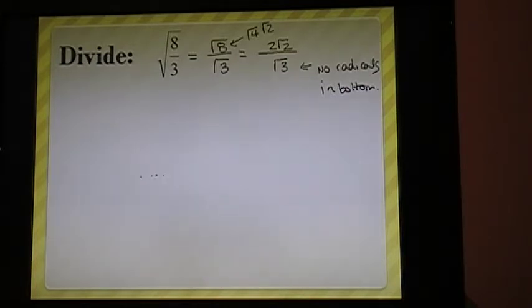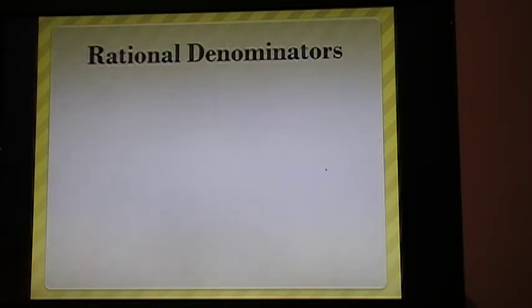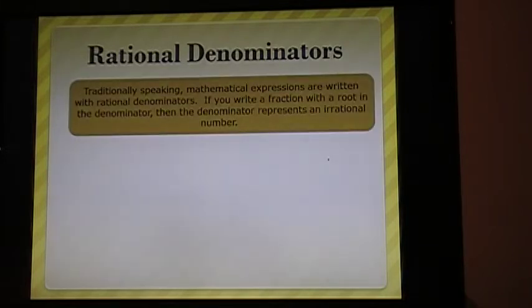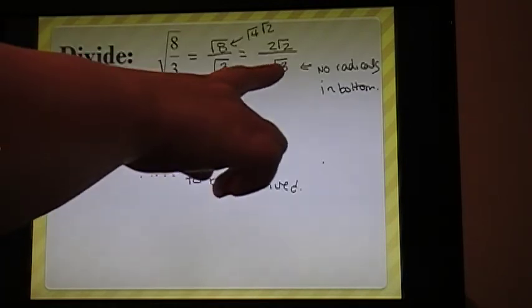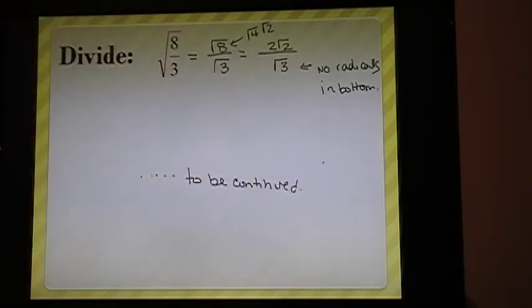So this is to be continued here. Okay. We need to talk about what we need to do first before we can finish this out. So, rational denominators. Typically speaking, when we write an expression in math, we want to do so with rational denominators. Going back, the square root of 3 is an irrational number.